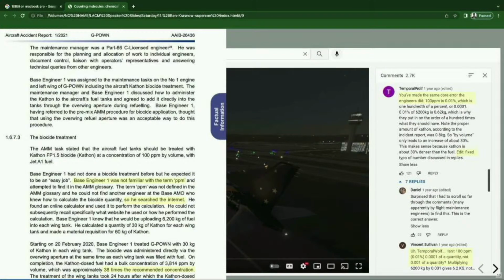The accident report, and I'll read it, says: Base Engineer 1 was not familiar with the term ppm. So he searched the internet. He found a ppm converter and just typed in, what is 100 ppm? And who knows what he found out, but nonetheless, he put in way too much of this fuel additive, and it basically clogged the engines upon takeoff because the plane tilted back and this very thick additive ran back into the tank and got sucked into the engines and stalled the plane.